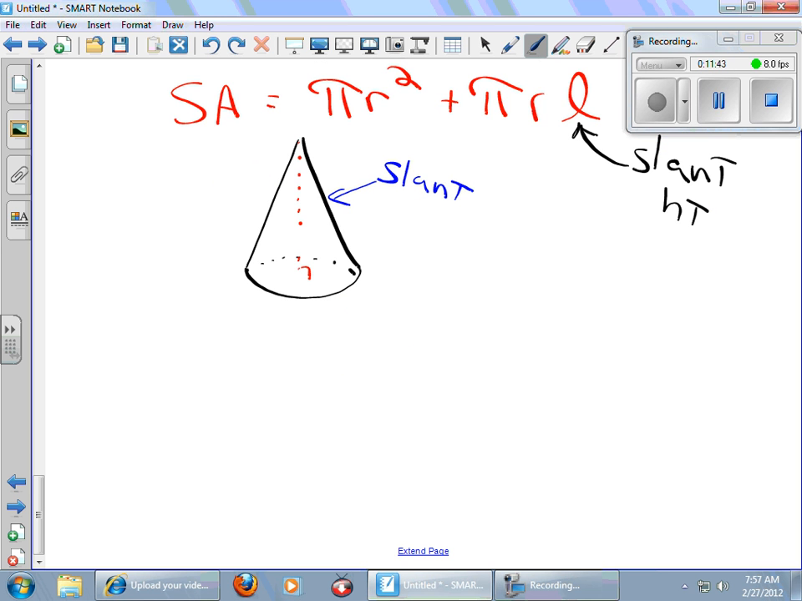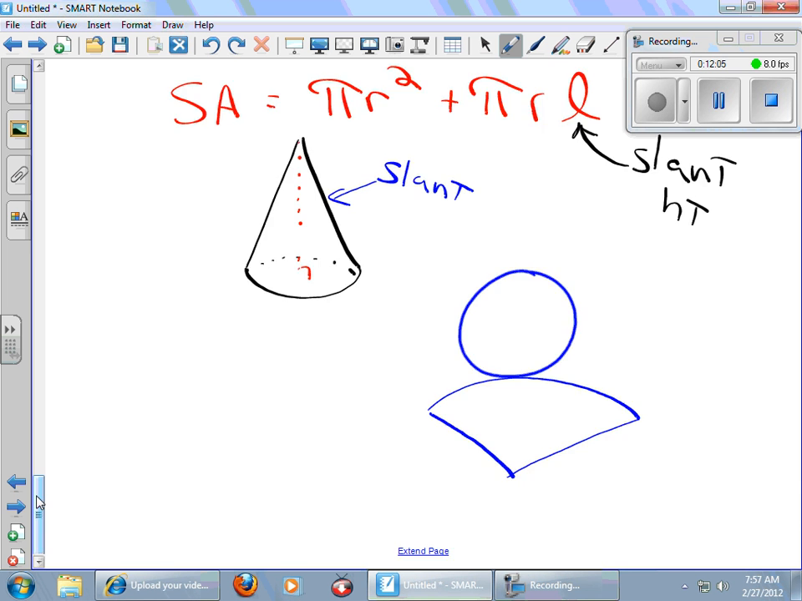It might have something to do with the flat network of a cone looking something like this. That's just a rough estimate. Actually, I think the circle belongs on the other side. Silly me. Let me move that circle to the other side. Okay, the surface area looks something like that. Excuse me, the flat network.